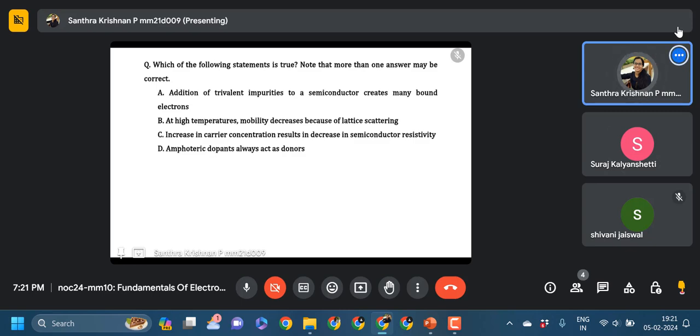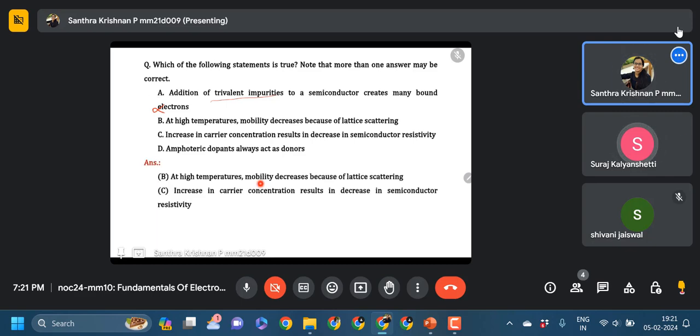So basically, addition of trivalent impurities to a semiconductor creates many bound electrons. Trivalent impurities, as per what we discussed last week, are electron deficit materials compared to the semiconductor group. That is, when comparing to group 4, these have fewer electrons. So basically, they don't create an excess of electrons, they create an excess of holes. So A is wrong. B and C are correct. At high temperature, mobility decreases because of increased lattice scattering. That is true. Again, increase in carrier concentration results in decrease in resistivity.